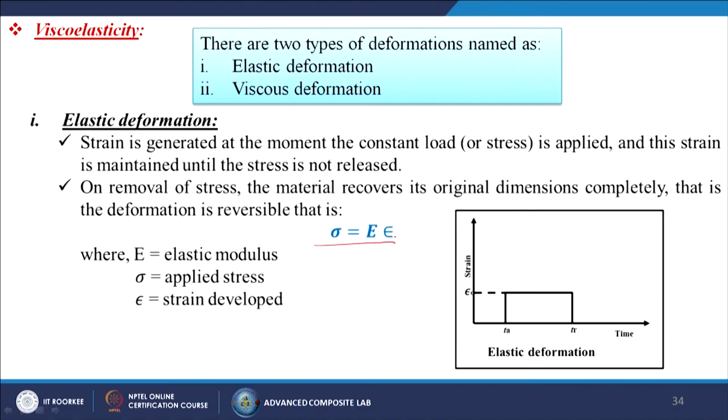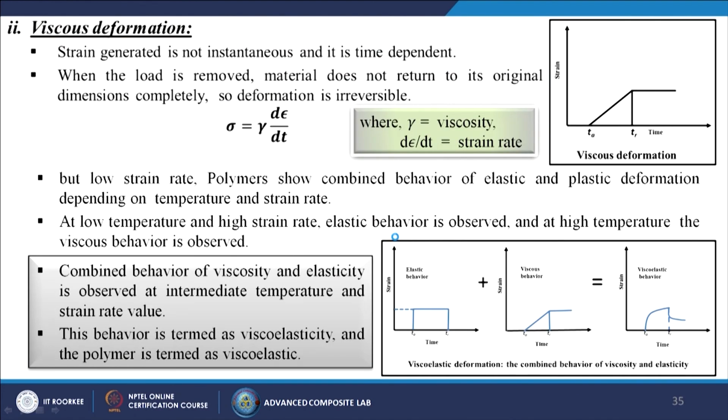Sigma is equal to E epsilon, where E is the elastic modulus, sigma is the applied stress, and epsilon is the strain developed. Then we discuss viscous deformation. Strain generated is not instantaneous and it is time dependent. When the load is removed, the material does not return to its original dimensions completely. So, a little bit of strain remains in the material, and the deformation is irreversible. Generally sigma is equal to gamma times d epsilon by dt, where gamma is the viscosity and d epsilon by dt is the strain rate.